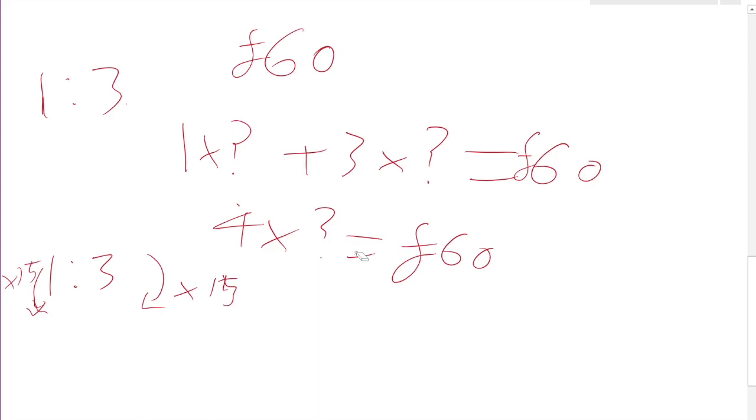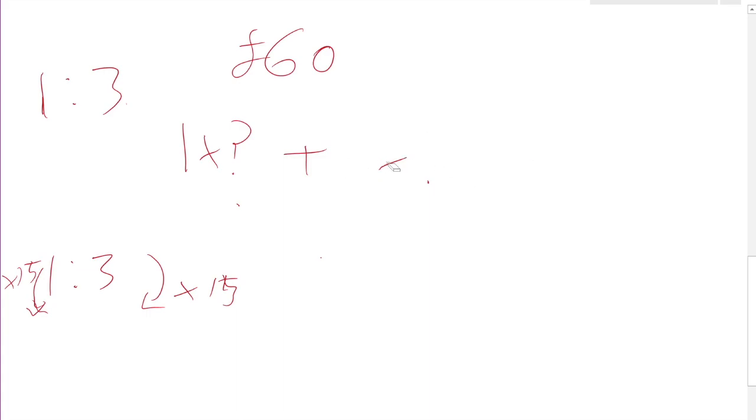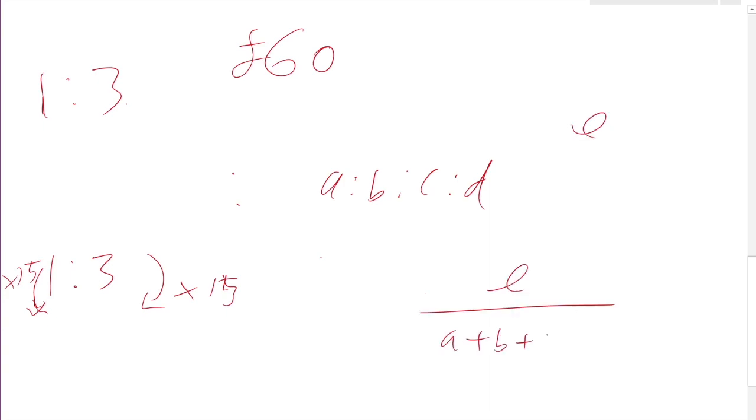And there's a nice easy way we can get that 15. Obviously it won't always be 15, but whatever that number is, there's a nice easy way. If we have a ratio A to B, and we want to divide C by that, we just do C over A plus B. So here C is 60, A is 1, B is 3, so it's just 60 over 1 plus 3, which is 60 over 4. And that works no matter how many ratios. So if it was A to B to C to D, we just add all of those up. So it would be our third number, E over A plus B plus C plus D.